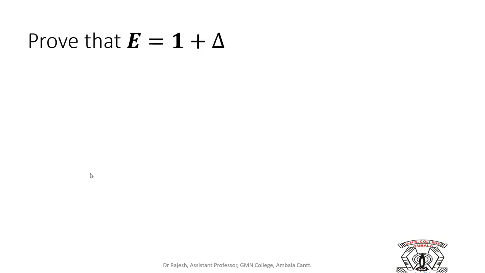the first relation, that E is equal to 1 plus delta. Once again I will elaborate this. E stands for the shift operator, delta is the forward difference operator, and 1 stands for the identity operator. Here 1 is an operator of the same type; if this is the forward difference operator, this one is the identity operator. So E is equal to 1 plus delta.